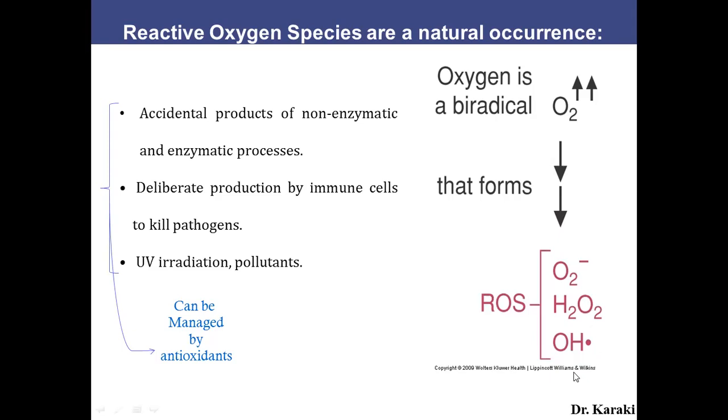Now, these reactive oxygen species are formed from oxygen, which is a bi-radical, that when it accepts electrons, leads to the formation of reactive oxygen species, such as O2-, the superoxide anion, which is a free radical and a reactive oxygen species. H2O2, the hydrogen peroxide, is a reactive oxygen species, but it's not a radical. The hydroxyl radical is a radical and a reactive oxygen species. These reactive oxygen species are dangerous because they can cause protein, lipid, and DNA damage, like I said, if they have not been neutralized by the antioxidants.